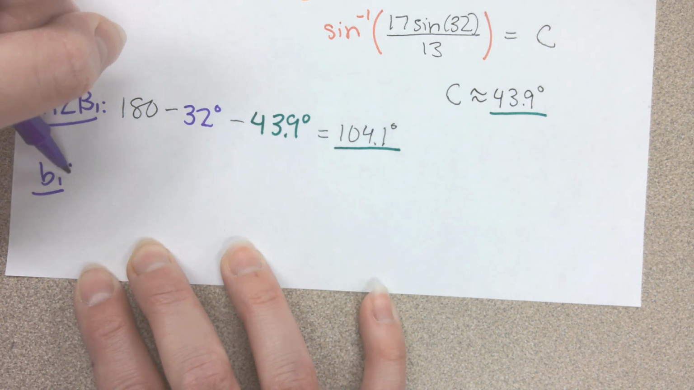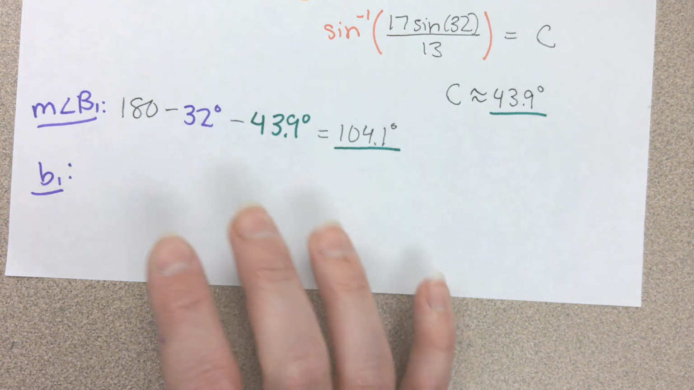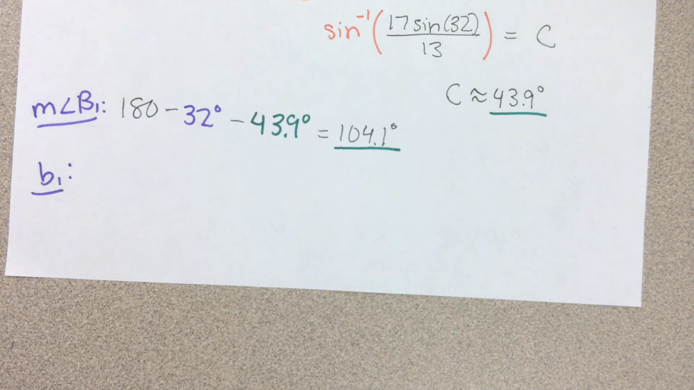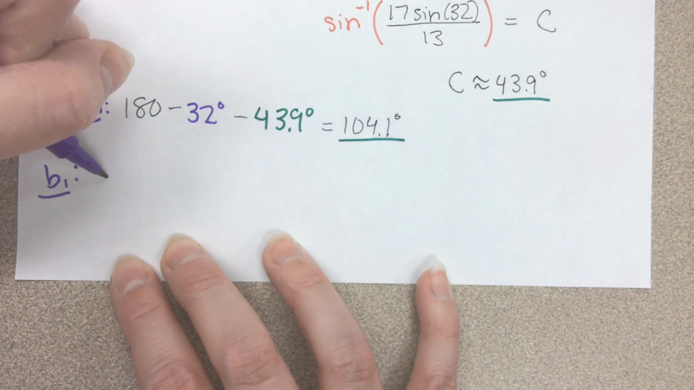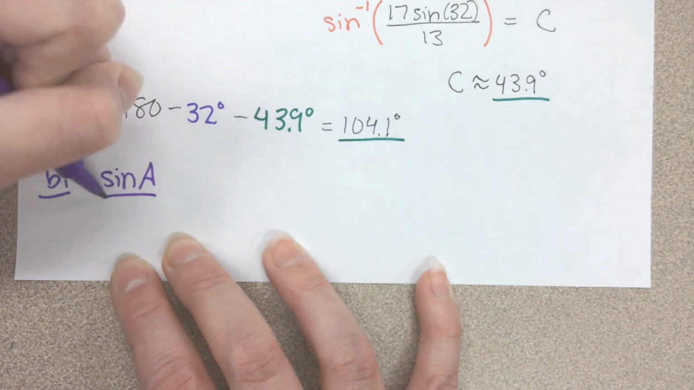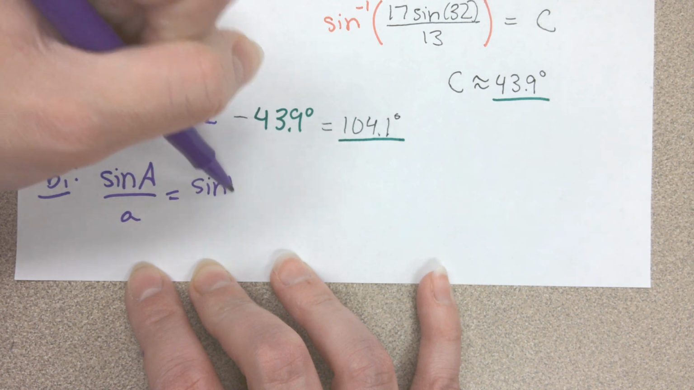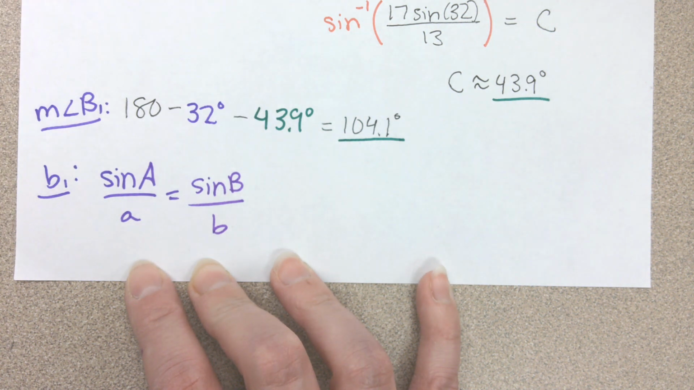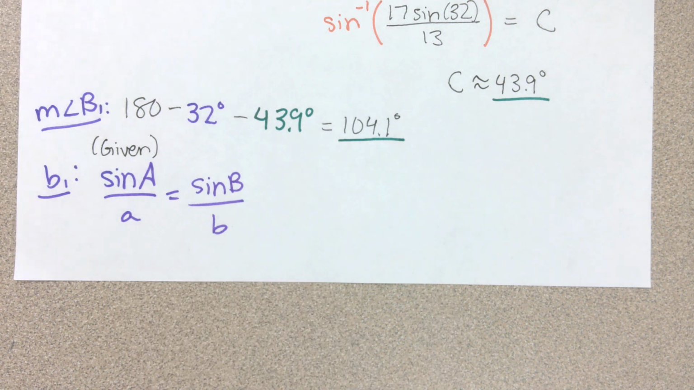And again, we have to use law of sines to find missing sides here. So I am going to use the given sines that I used earlier. So sine of A over A equals, and then I need the B's. So sine of B over B. And again, I use the A's instead of C because they were given.